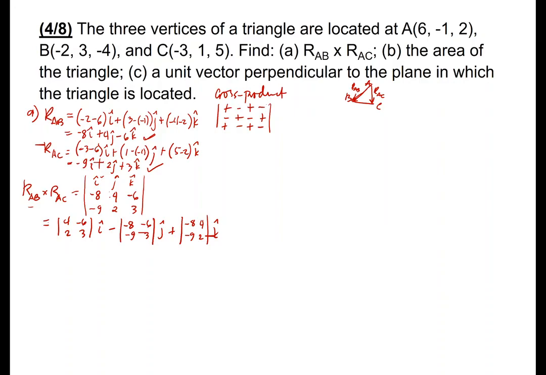That's the rule in this form. After these smaller matrices, you need to get the determinant of each. Very simple: for i, you multiply 4 and 3, 4 times 3, then subtract the multiplication of 2 and negative 6. Then minus the same pattern for j: you have negative 8 times 3, minus negative 6 times negative 9. Then plus, for k: negative 8 times 2 minus negative 9 times 4.